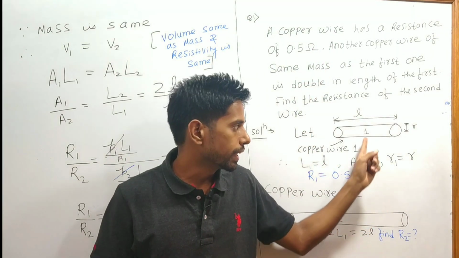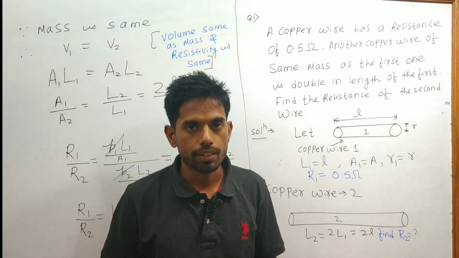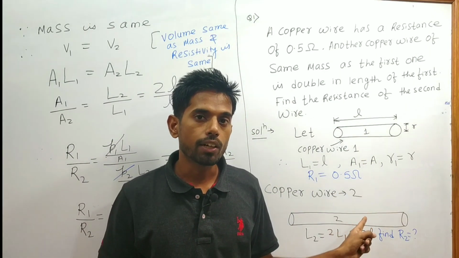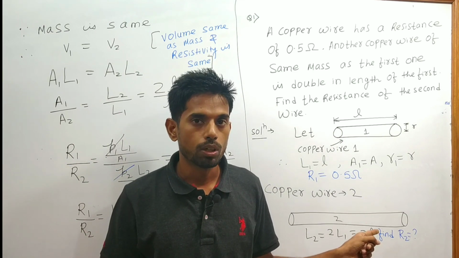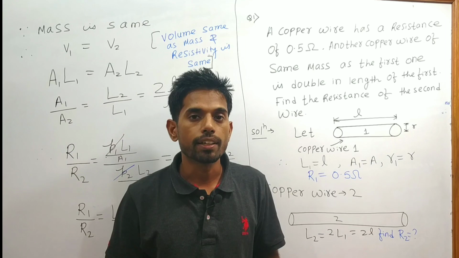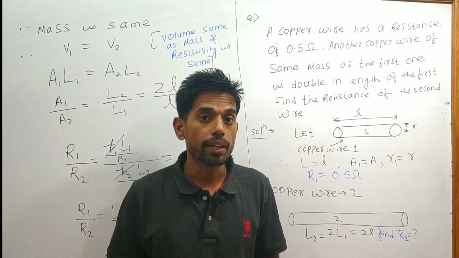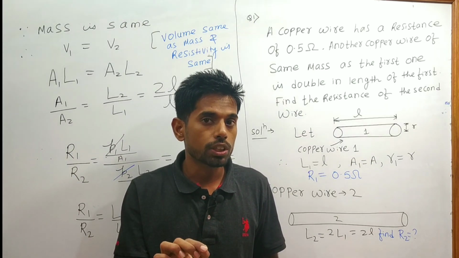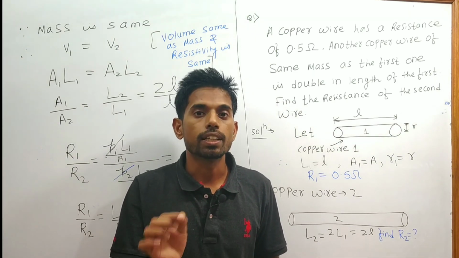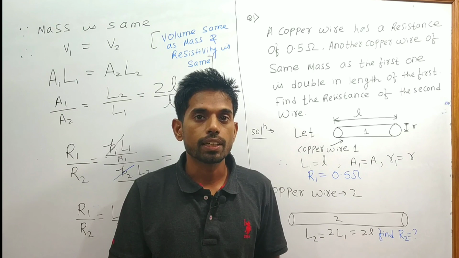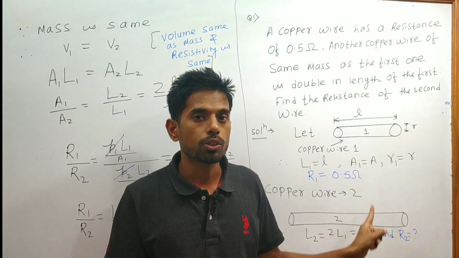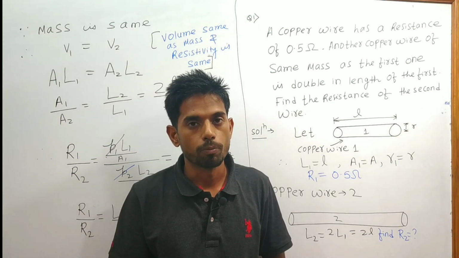Both are having the same mass but different length. The first one is having length L1 and the second one is having length L2. Both are of the same material, that's why their density remains the same, their resistivity remains the same. In this question, mass is also constant. So if mass is constant, resistivity is constant, then we can say the total volume of copper wire 1 is equal to the total volume of copper wire 2.